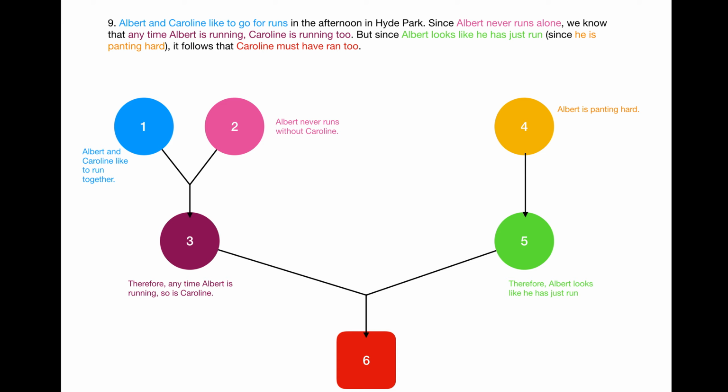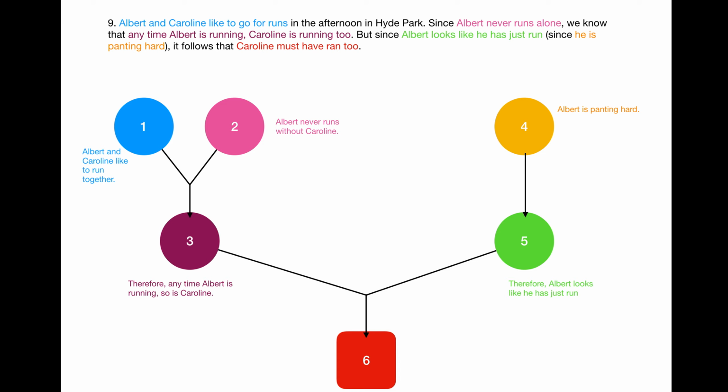Anytime Albert is running, so is Caroline. Okay, but we have the information that gets us there, right? So Albert and Caroline like to run together, and Albert never runs without Caroline. So those things together mean that anytime Albert's running, so is Caroline. Separately, not so much. Albert and Caroline like to run together. Therefore, anytime Albert is running, so is Caroline.